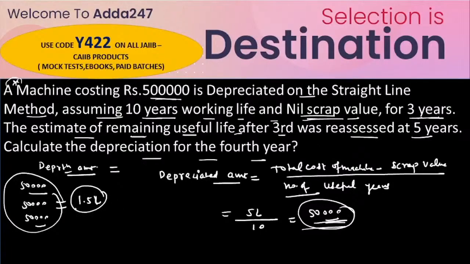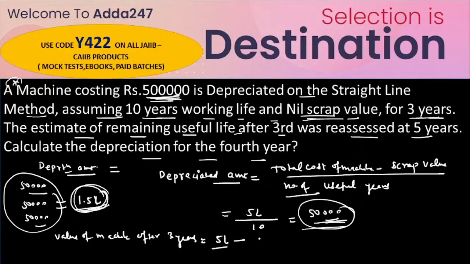Okay, so it is 1.5 lakh rupees, and the 5 lakh is the total cost of the machine. That means the book value of the machine, or the value of the machine after 3 years, would be the initial value, 5 lakh, minus the depreciated amount, 1.5 lakh. So that would be equal to 3.5 lakh rupees.